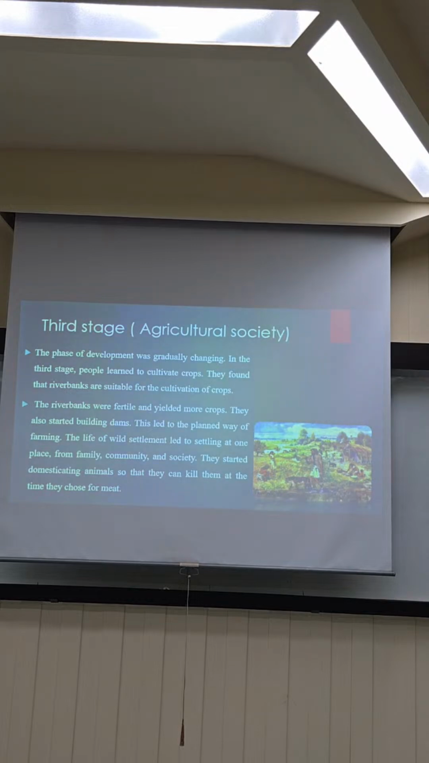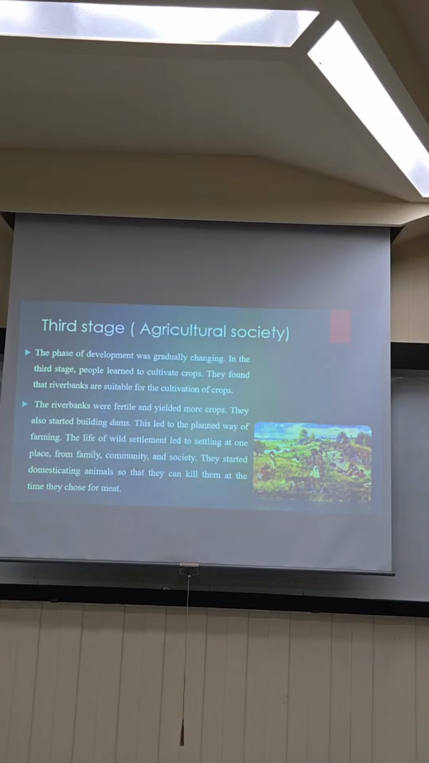In the third stage, people learned to cultivate crops. They found that riverbanks are suitable for the cultivation of crops. The riverbanks were fertile and yielded more crops. They also started building dams. This led to the planned way of farming.